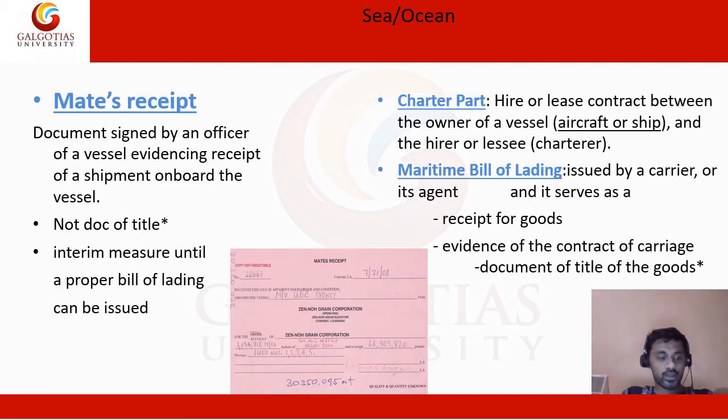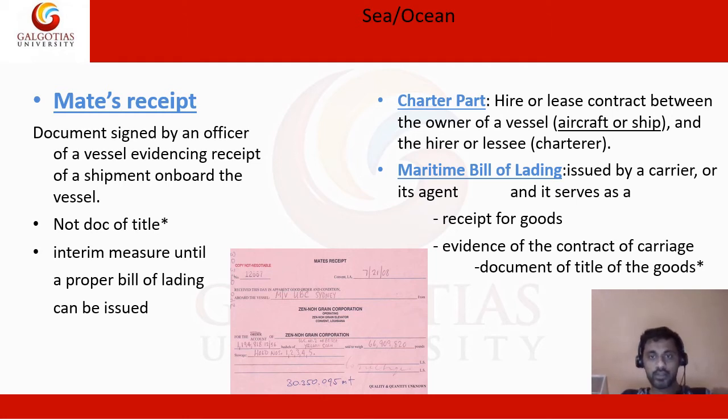Coming to the sea or ocean mode of transport, one of the important documents required is the mate's receipt. It is a document which is signed by an officer of a vessel, evidencing the receipt of a shipment on board the vessel, an interim measure until a proper bill of lading can be issued. I've taken a photograph of a mate's receipt and pasted it here for you to understand how a mate's receipt looks.